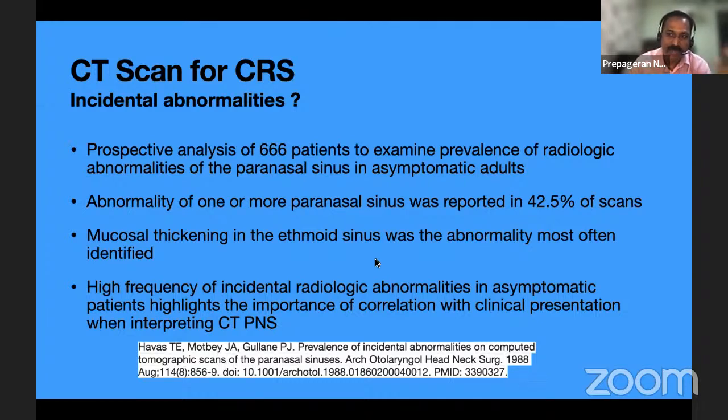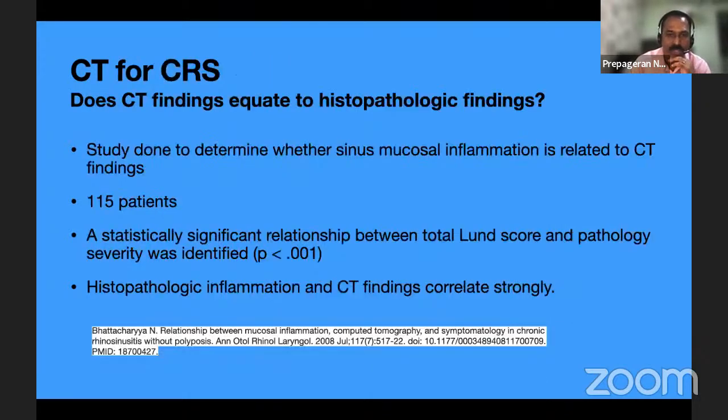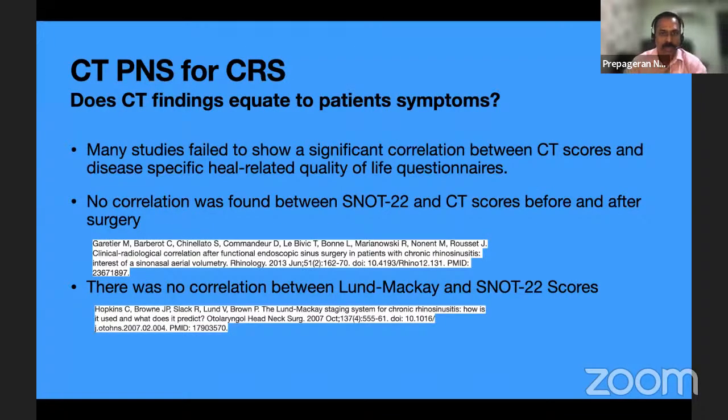Therefore, again, a diagnosis of sinusitis or rhinosinusitis is a clinical diagnosis. It's not an imaging diagnosis. Therefore, we need a high correlation between a CT scan and the clinical examination that we do. So again, does a CT finding equate to patient symptoms? Now, this is quite interesting.